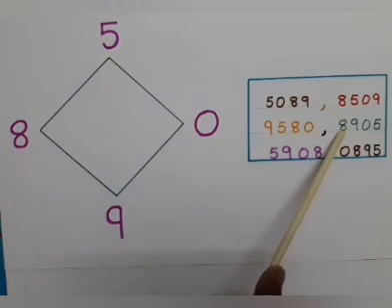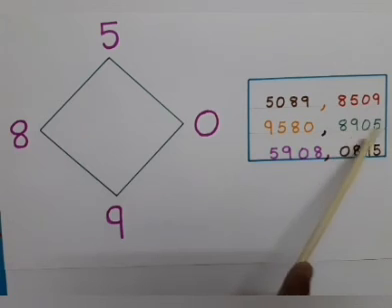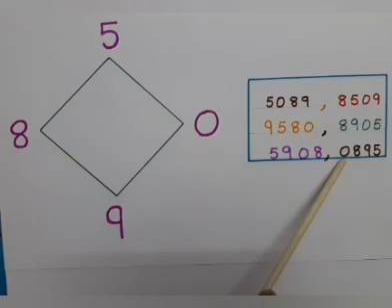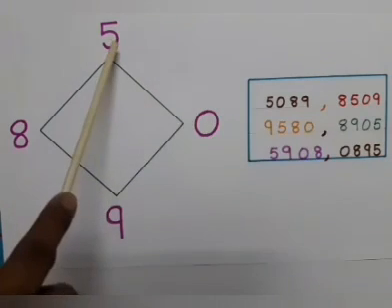So our number is 8,905. Now our next number. Number 5, number 9, number 0 and number 8. So our number is 5,908. Now children, look at the last number that I have written here. I have started with the number 0. Okay. Then I wrote the number 8. Then I wrote the number 9. And then I wrote the number 5.